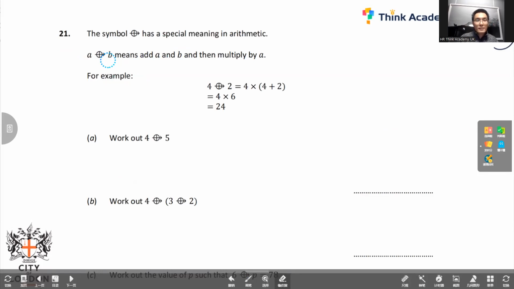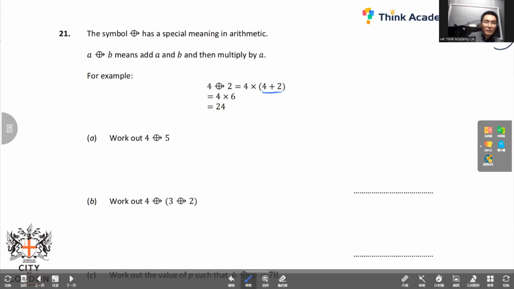The symbol has a special meaning in arithmetic. A symbol B means add A and B and then multiply by A. For example, 4 symbol 2 equals, first of all, add them together, 4 plus 2, which is in the bracket right here. And then multiply by A, the number on the left. So multiply by 4 outside the bracket. So it's 4 times 6 is 24.